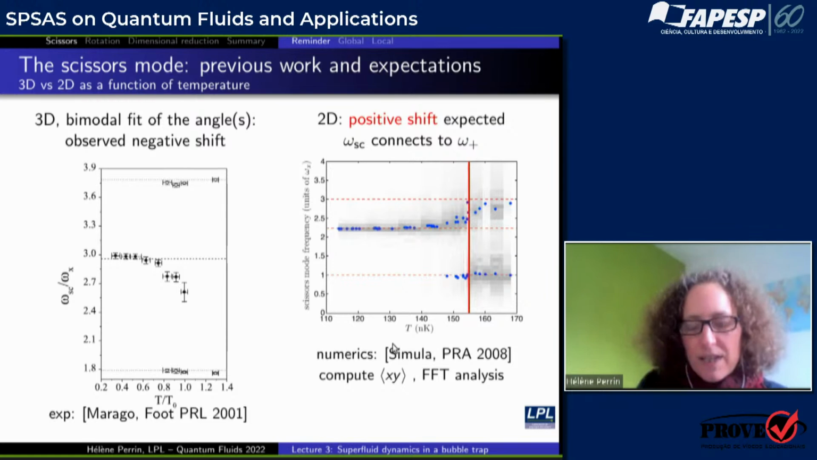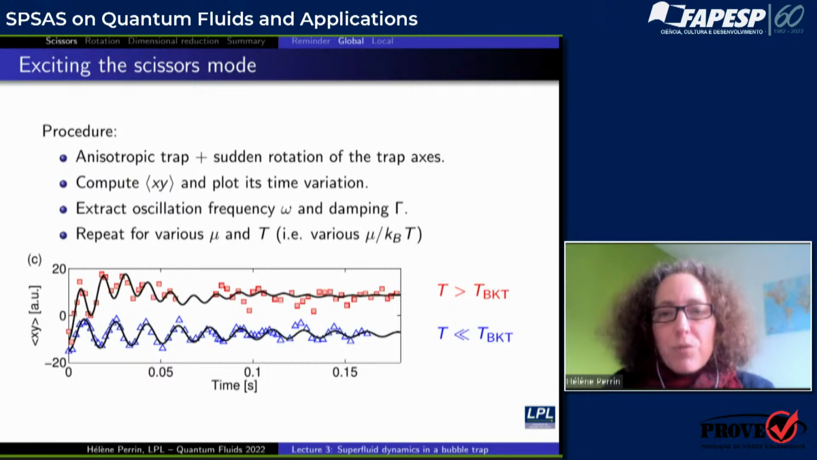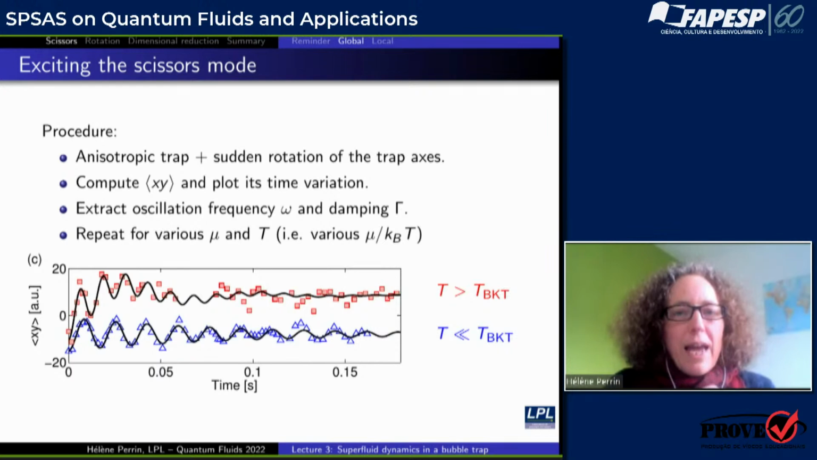So how do we do that? We make the trap at the bottom anisotropic by using a change of the radio frequency polarization. And the main axis of the trap, we suddenly rotate it. As we suddenly rotate it, the gas cannot follow, and it starts to be out of equilibrium and oscillate back and forth across the new direction of the trap.